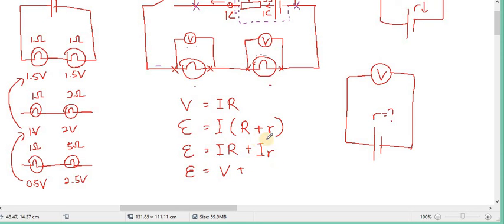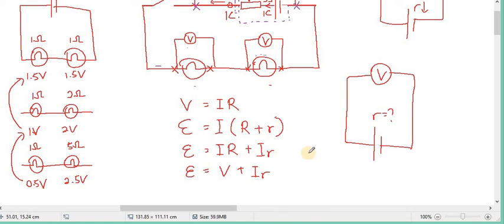Plus, what is this? Not internal resistance. This is the current that passes through the internal resistance times the internal resistance. V equal IR. If this is internal resistance, this is the current that passes through internal resistance, then this is the potential difference that is taken by the internal resistance. You see or not? Potential difference at the internal resistance. But we do not have a special symbol for the potential difference across the internal resistance. So we just put Ir again.